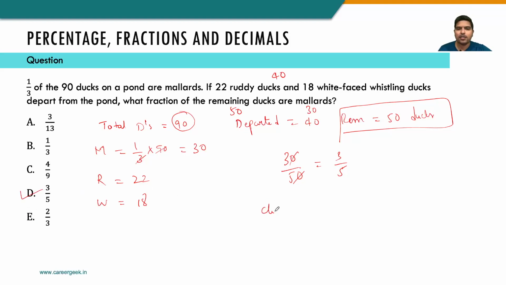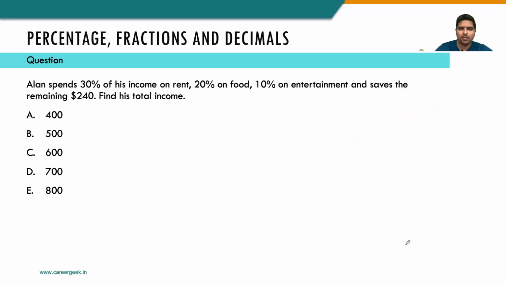Okay, let's say in a class there are 100 students, out of which 45 are boys. If the question asks what fraction of the class are girls, the remaining 55 are girls. So the answer is going to be 55 upon the total, right? So that is how we find the fraction. I hope this is clear.